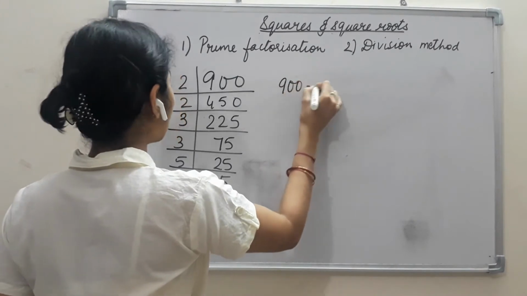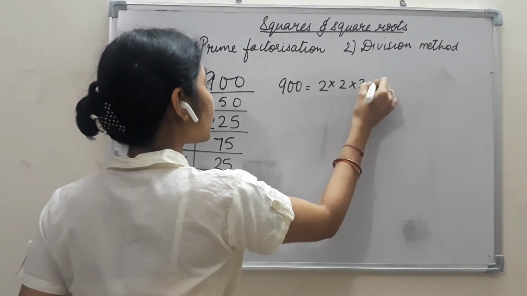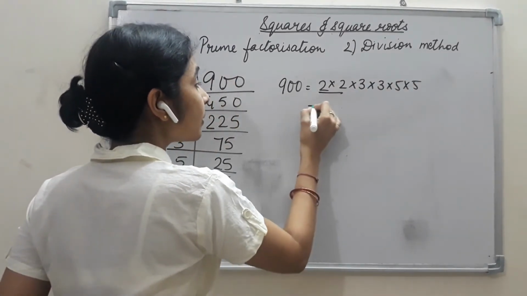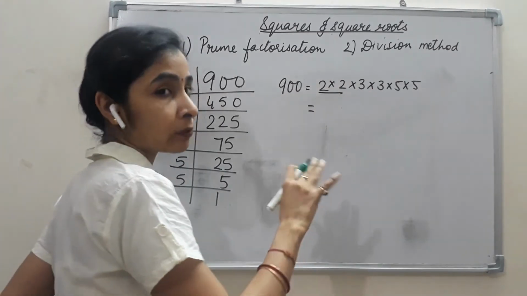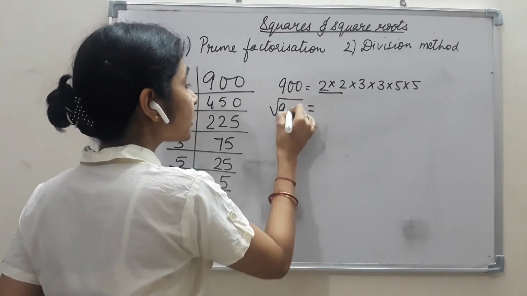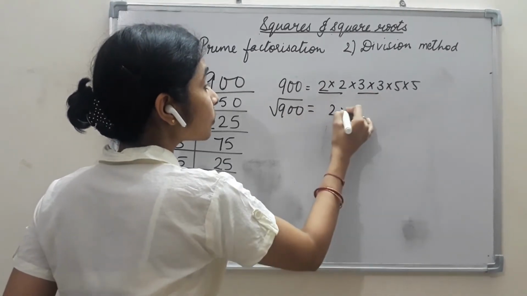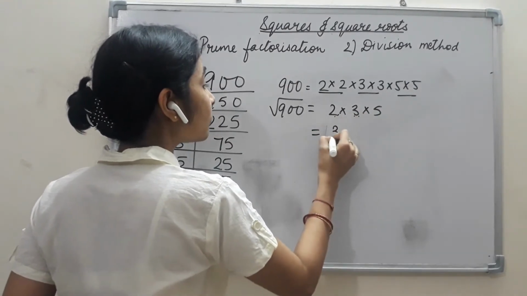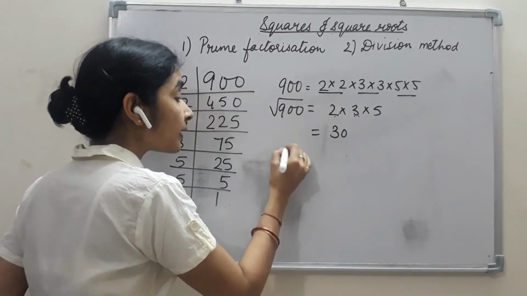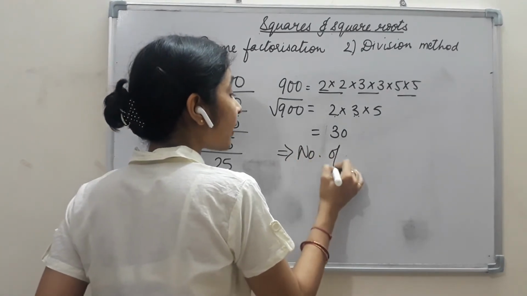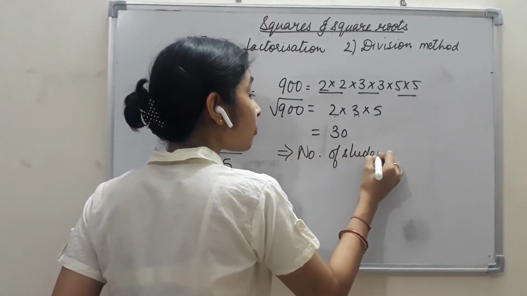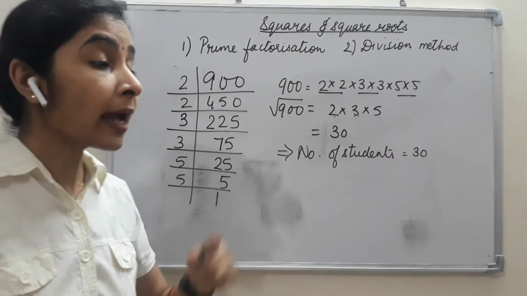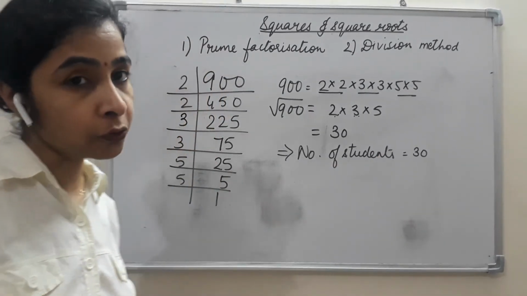So 900 is equal to 2 into 2 into 3 into 3 into 5 into 5. For each pair we bring one number outside the bracket for the square root. So the square root of 900 is equal to 2 into 3 into 5. 2 3s are 6 and 6 5s are 30. So the square root of 900 is 30. This implies that the number of students in one row and the number of rows are both equal to 30. There will be 30 students in one row and the number of rows will also be 30.